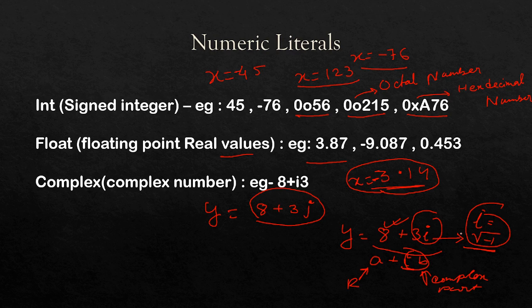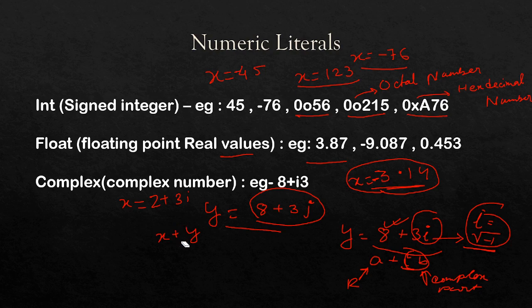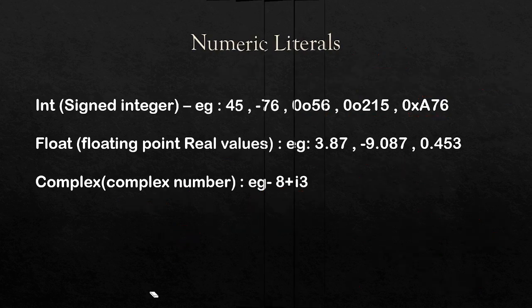We can use this complex number in Python. Python is having some feature to calculate with complex number. We can add two complex numbers in Python easily. Suppose x equals to 2 plus 3j, and y equals to 8 plus 3j. So we can easily do this x plus y in Python. It is valid in Python. We can use this. Okay. So this is all about numeric literal.